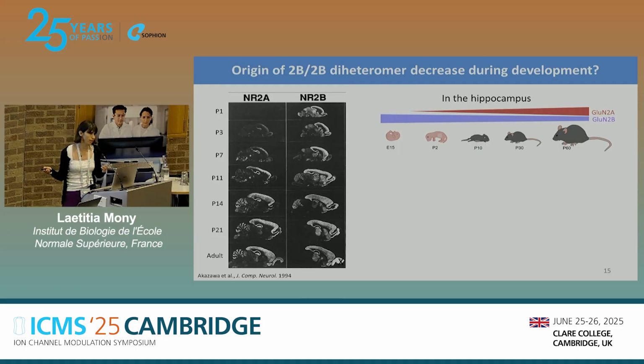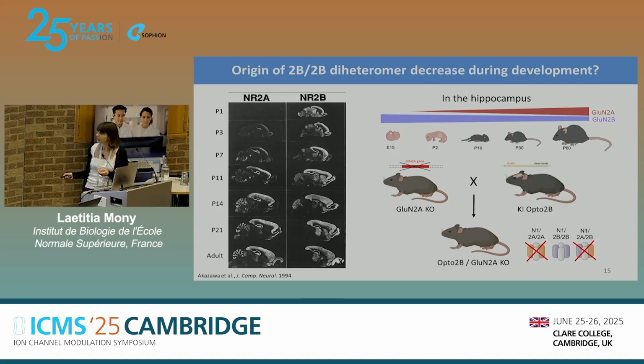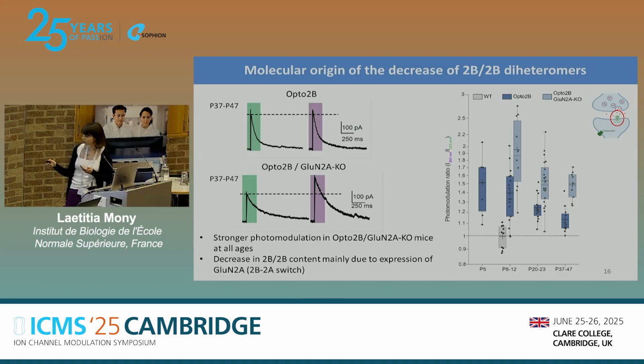So we wanted to test if the decrease that we observed was indeed due to the gradual incorporation of GluN2A-containing NMDA receptors at the synapse. And for this, we crossed our knock-in mouse with GluN2A knockout mice to suppress expression of the GluN2A subunit. In these mice, they are supposed to express only 2B2B diheteromers, and we expect, if our hypothesis is true, to see an increase in the photomodulation ratio. And this is the case.